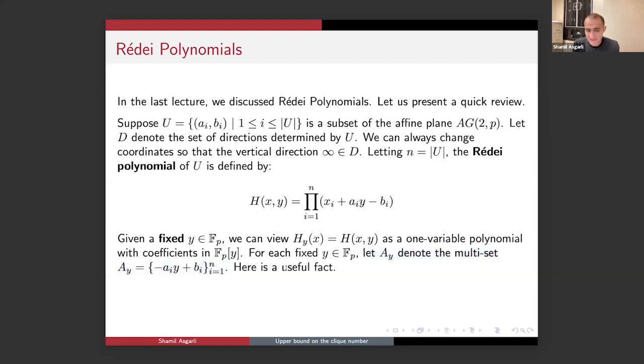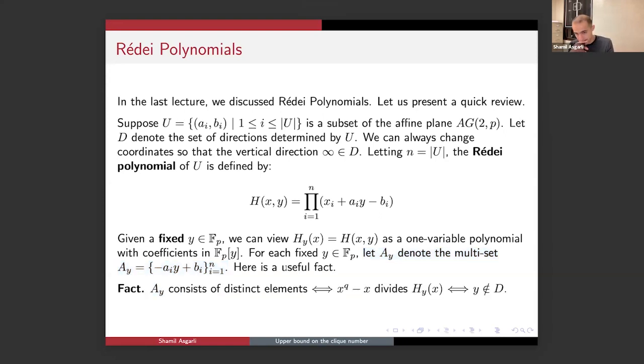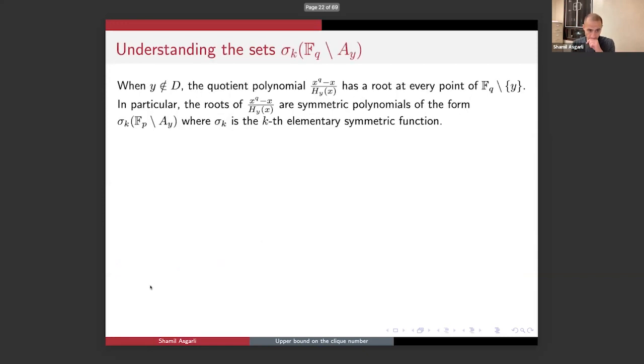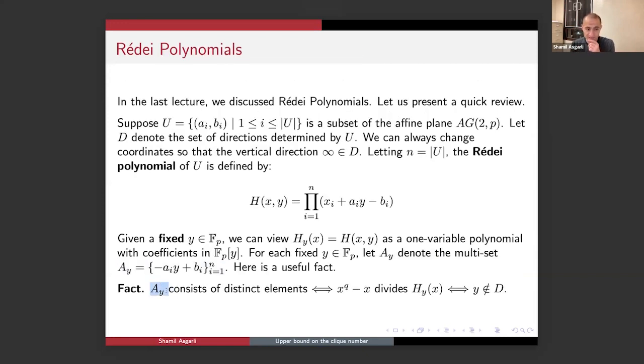One fact that I proved last time is the following: A_y consists of distinct elements if and only if x^q minus x divides this polynomial H(y, x), if and only if y is not in the direction set determined by U. This equivalence is highly, highly useful. We're going to use this again and again.